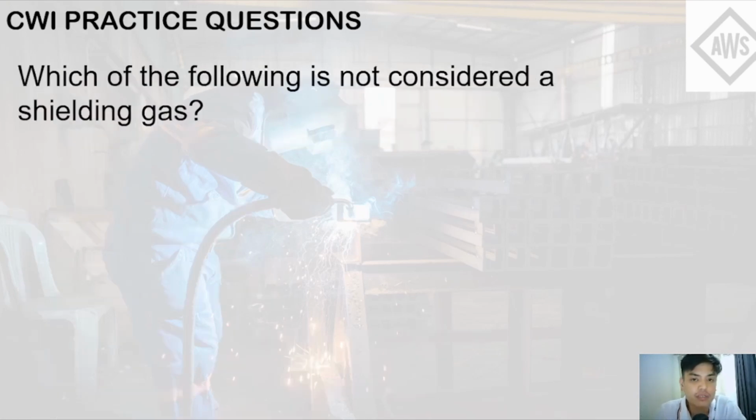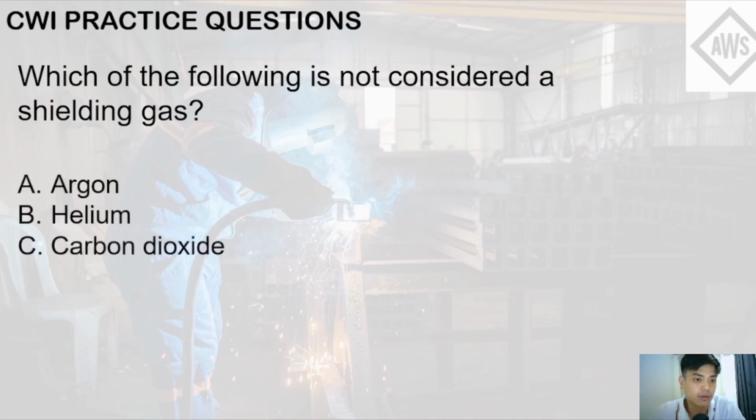Which of the following is not considered a shielding gas? So shielding gas basically protects the weld from atmospheric gases, basically from embrittlement and contamination of hydrogen. Basically a shielding gas prevents the quality of the weld from being contaminated by those gases. So in this question, what is not considered a shielding gas?